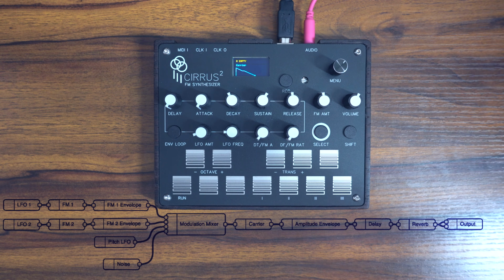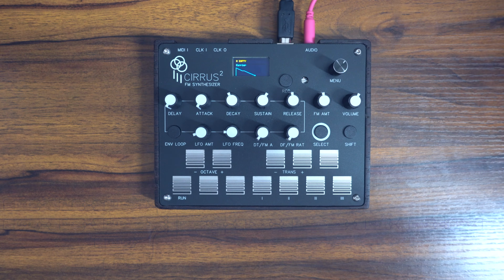So the voice structure, it is a fixed algorithm. It has 2 operators per voice. Both have their own LFOs. Those both then go into an amp envelope which has delay, attack, decay, sustain, release, and those get mixed with an additional LFO and noise, and all that modulation gets mixed together and goes into the carrier. The carrier then goes into a delay and then into a reverb and then out into your ears.